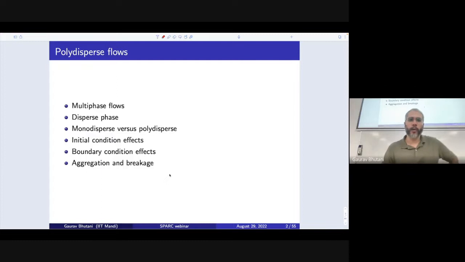We can include other phases in the flows. For example, we can have gas bubbles which are sparged into a pipe. So you have gas bubbles inside a liquid flowing in a pipe. That becomes two phases, so multiphase flow. We can also have different states, gas, solids inside liquid. That becomes a multiphase flow.